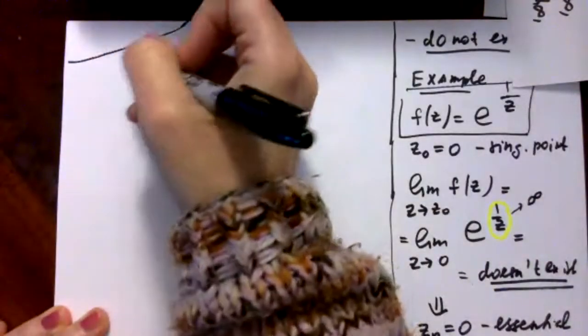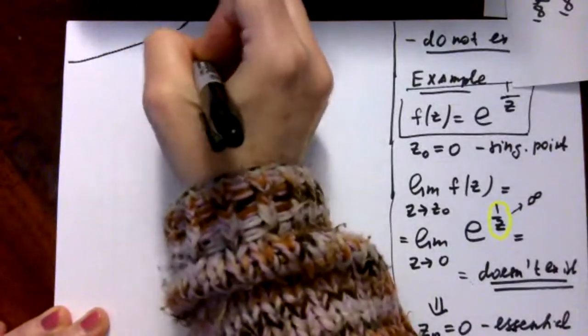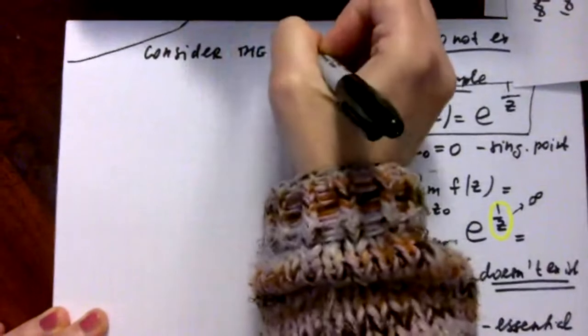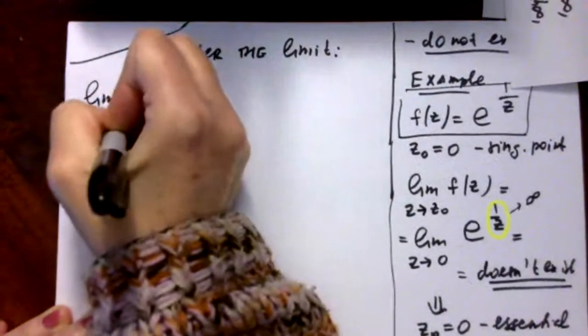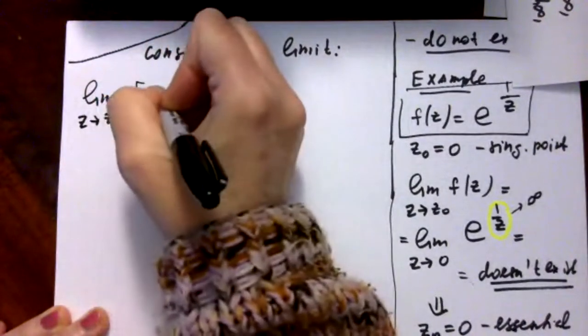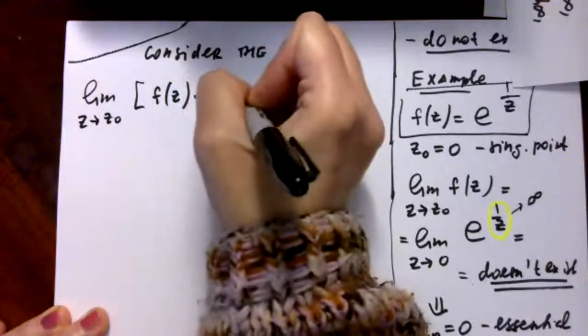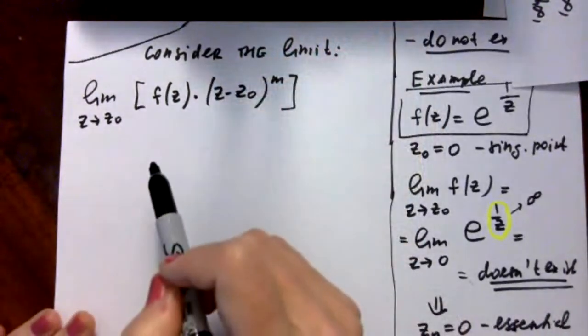It turns out that you need to do a little bit fancy, maybe annoying thing. You need to consider the following limit. The limit when z tends to z0 of an expression which looks like f of z times z minus z0 to the power of m, and you need to calculate this limit.